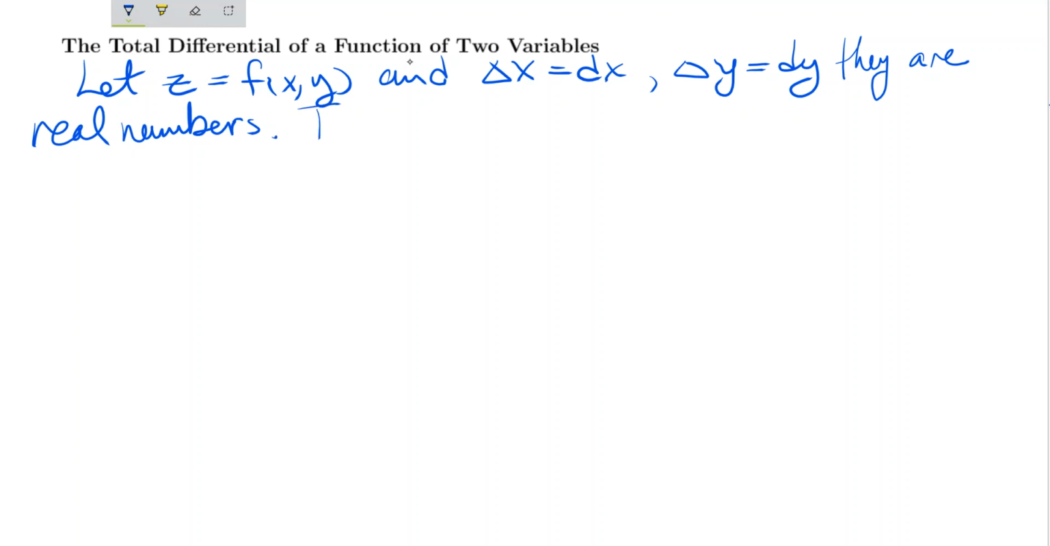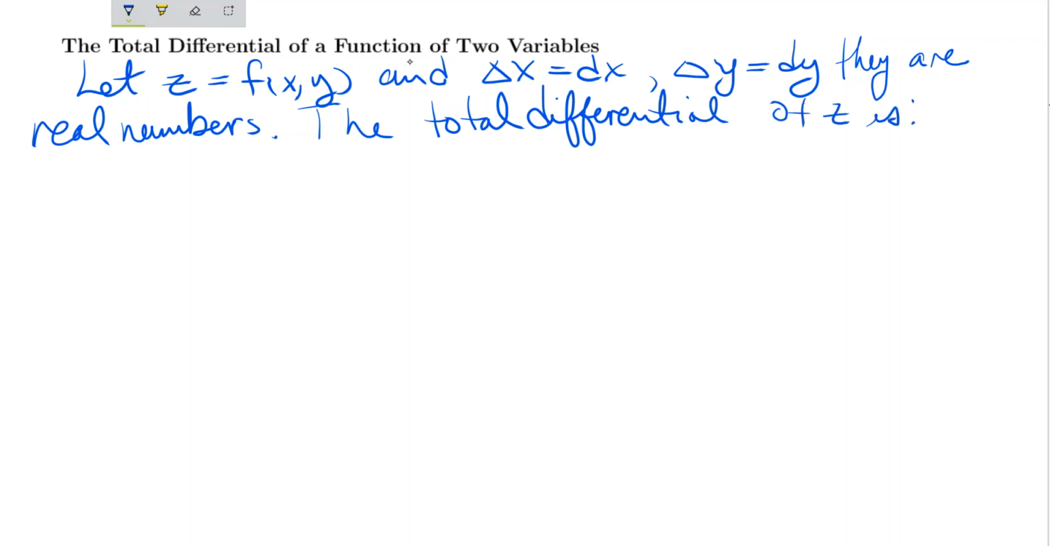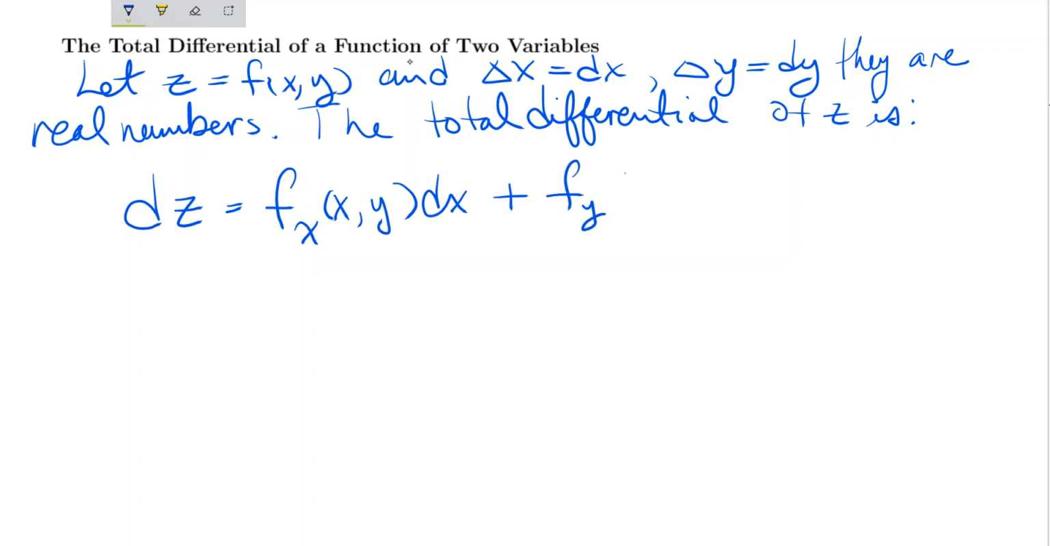Anyway, the total differential of z, keep writing d, so measuring the total change of z if I moved in the x and y direction differently, we'll call this dz, and it's simply going to be the partial of f in the x direction for that x, y value times dx plus the partial in the y direction. Are you shocked? Times the change in y.